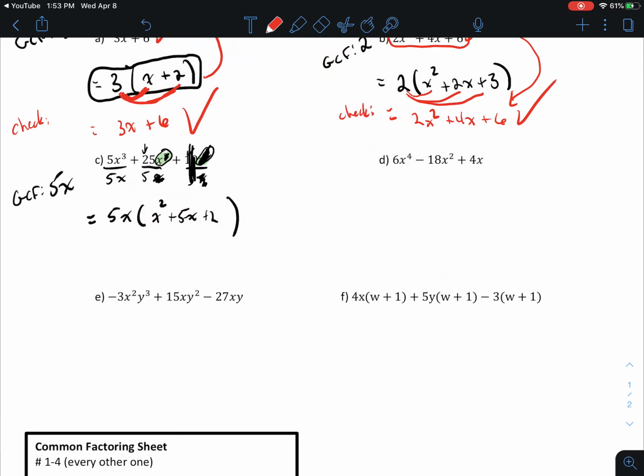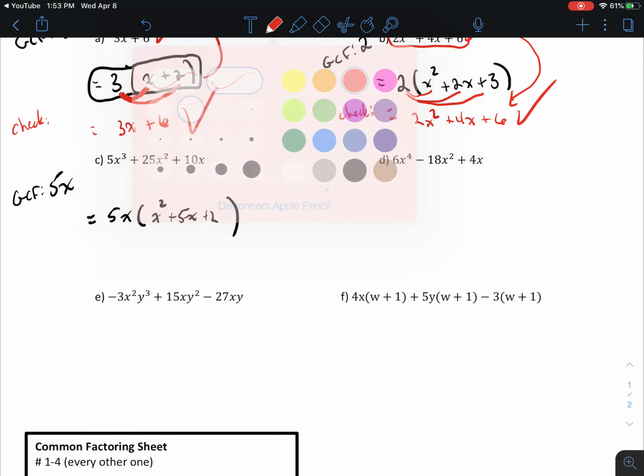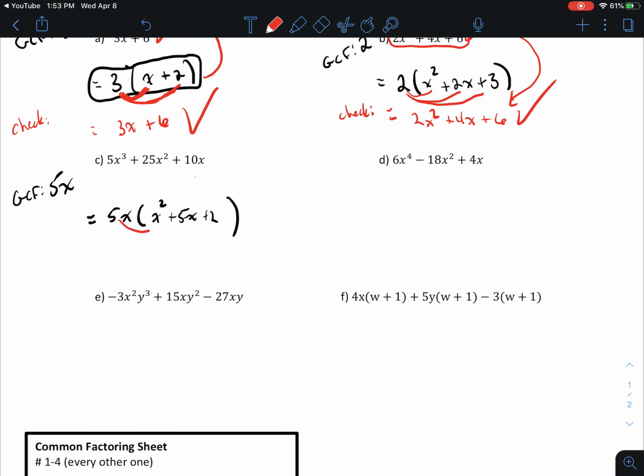How do I know I'm right? Well, I better make sure that my new answer matches up with the original question. Okay. So let's check it. 5x multiplied by that, and by that. And we'll just rewrite it. 5x times x squared. I'll do these one at a time.